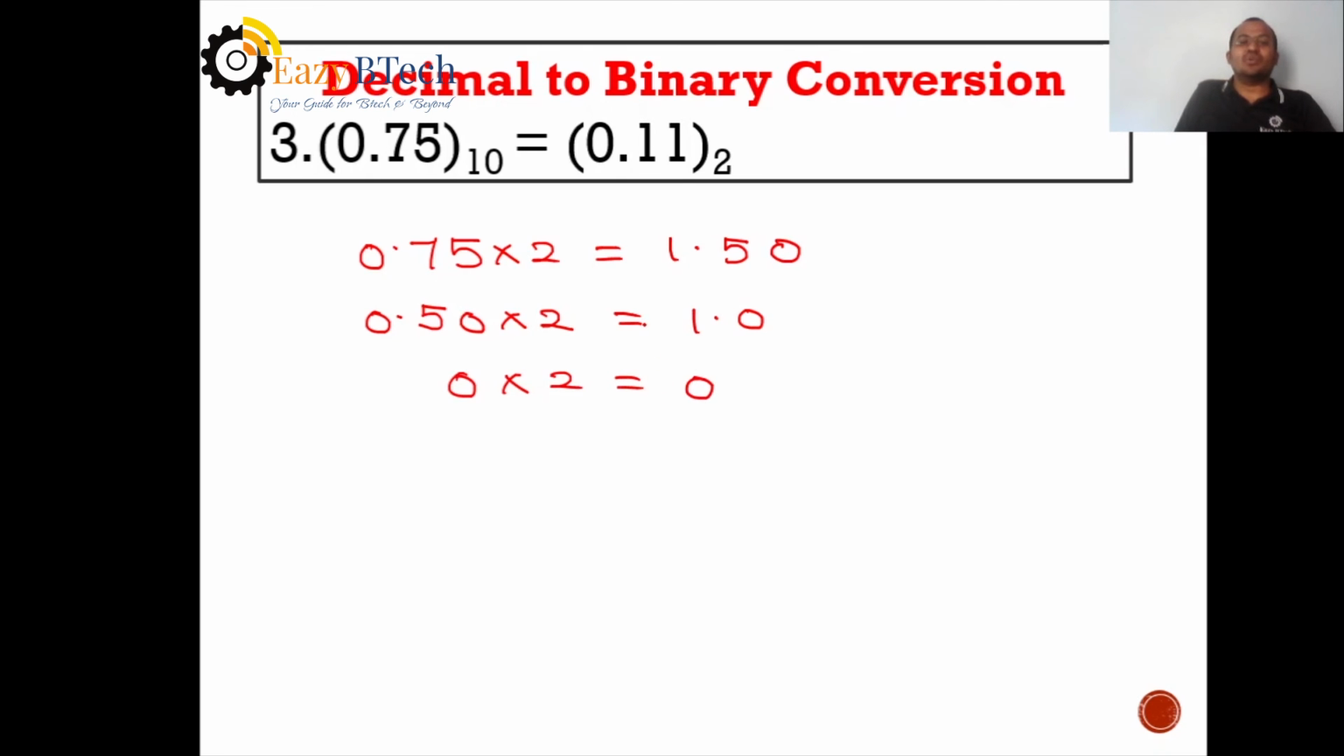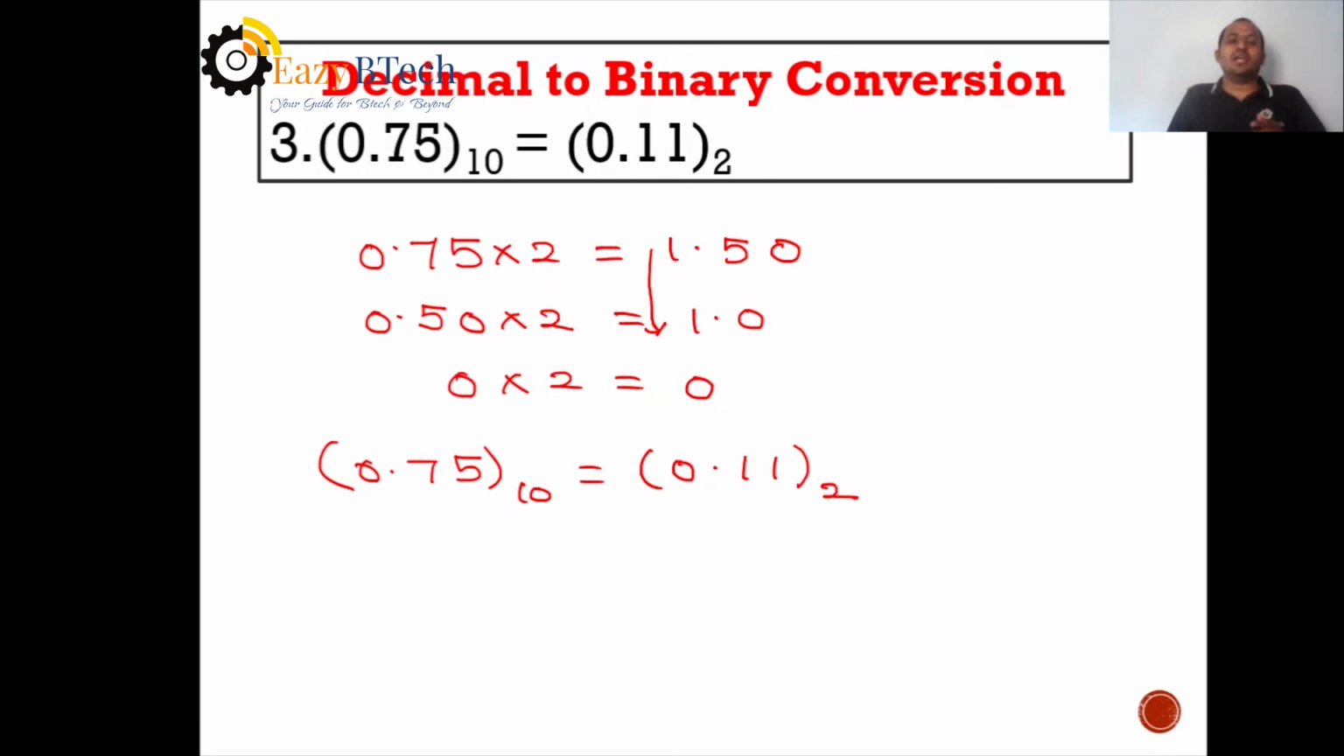Again if you take the fractional part and multiply you will get 0. For the fractional part, we have to accumulate the integers in the same order. So we got two integer parts, 1 and 1. That is why for the given decimal number, the corresponding binary equivalent is 0.11. So this is the binary equivalent for the given decimal number 0.75.